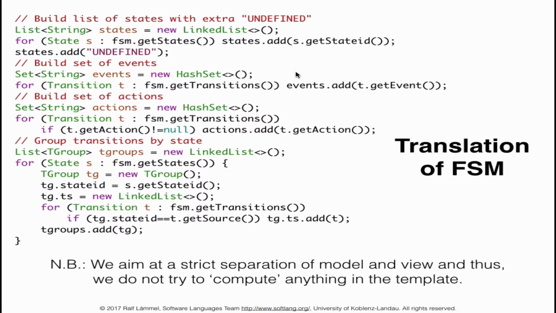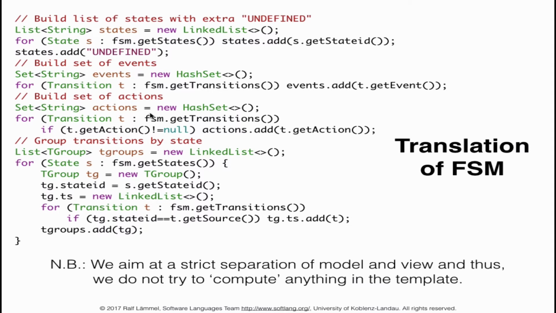So the somewhat interesting Java code in this example boils down to this sort of mapping, building up the collections of states, events, actions, and T groups from the incoming finite state machine. This is all very simple. Here we just loop over the states in the finite state machine, and we add an undefined state because the generated code relies on an undefined state. And here we build up the collection of events by going over all transitions and extracting all events that ever occur, and we need to use a set because of course events may occur many times.